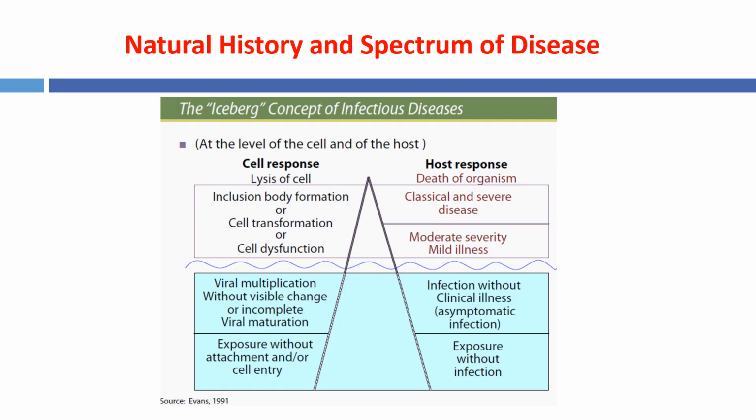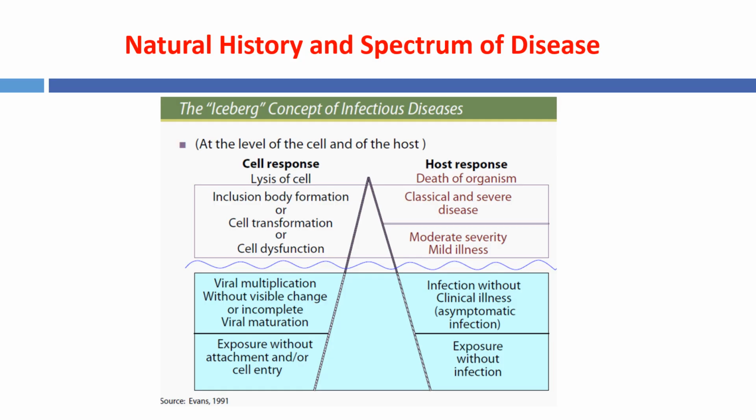This figure shows the iceberg concept of infectious disease. This is what we call the tip of the iceberg. On the right side of the figure, we can see the host response, and on the left, there is the cell level response. If we start at the very bottom of this iceberg, there is the exposure of a susceptible host to an agent, but without infection first.